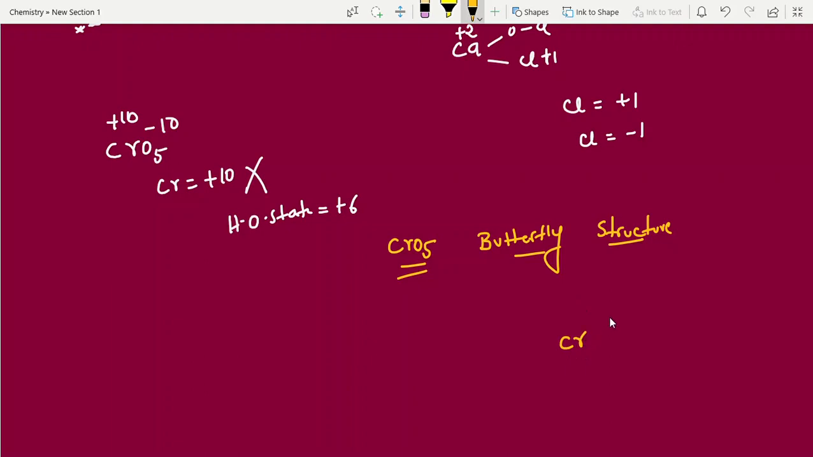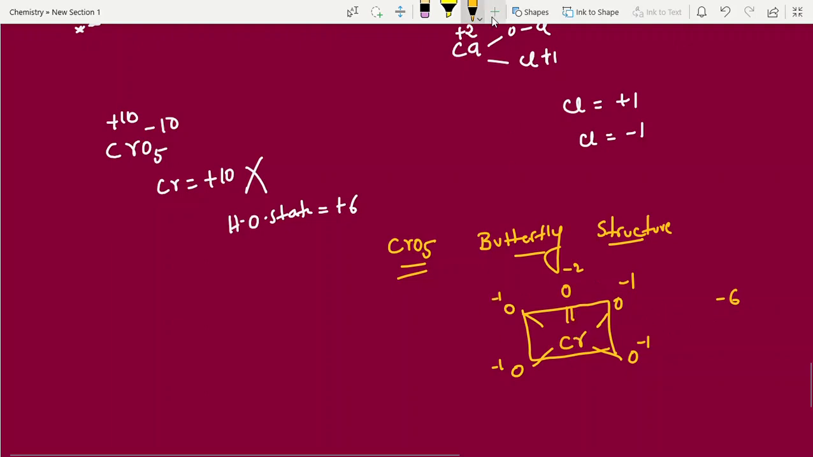Clear? Write Cr, and oxygens like this. How many oxygens are gone? 4. That's all, students. This is your CrO5 structure. How easy it is. See, the peroxy oxygens are minus 1 each. The normal oxygen with the double bond is minus 2. Overall, how many negative charges? Minus 6. Then definitely chromium is plus 6.